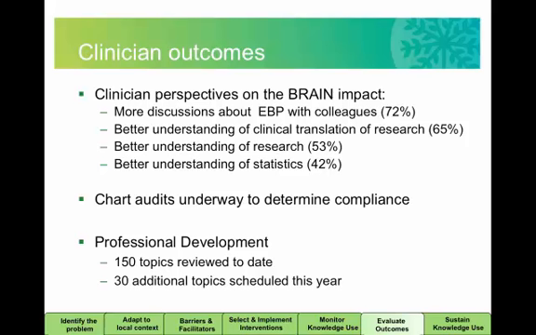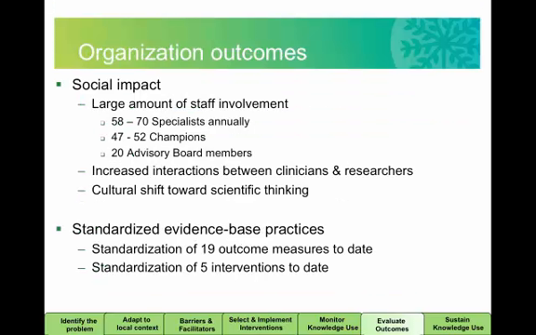From a professional development perspective, our brain specialists have developed over 150 evidence-based summaries and have another 30 scheduled for the remainder of this year. There has been a substantial organizational impact of the brain. A large number of staff are directly involved in the project, with 58 to 70 specialists reviewing literature every year, 47 to 52 champions, and 20 advisory board members.